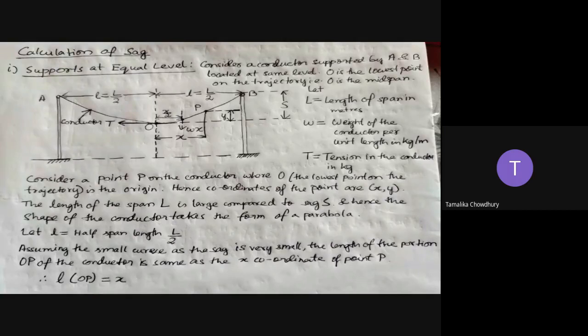So if we consider capital L as the length of the span in meters, then that capital L can be divided into two subsequent span lengths as capital L by 2 and capital L by 2, and that is represented as small l. Now why are we doing all this, marking the levels?